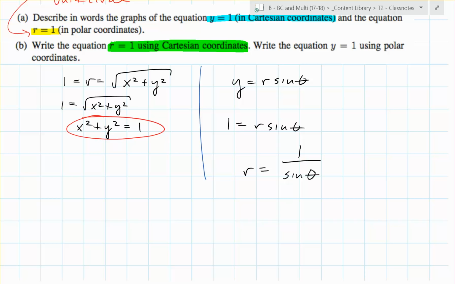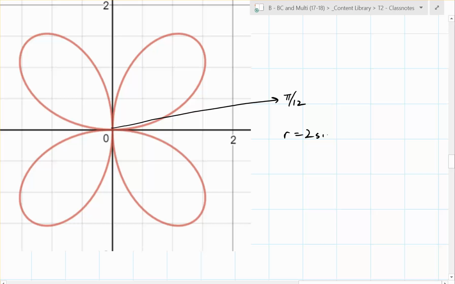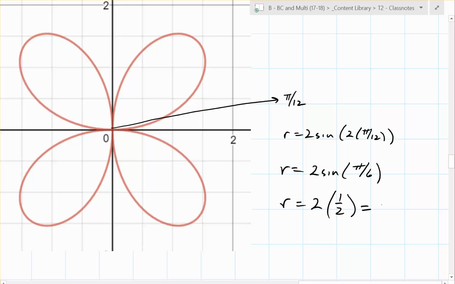Done. That's it. And you can draw it at a point, so we have r equals 2 sine 2 pi over 12, like this. So what's that going to be? R equals 2 sine of pi over what? What is sine of pi over 6? You need to know this. What is sine of pi over 6? A half, yeah.